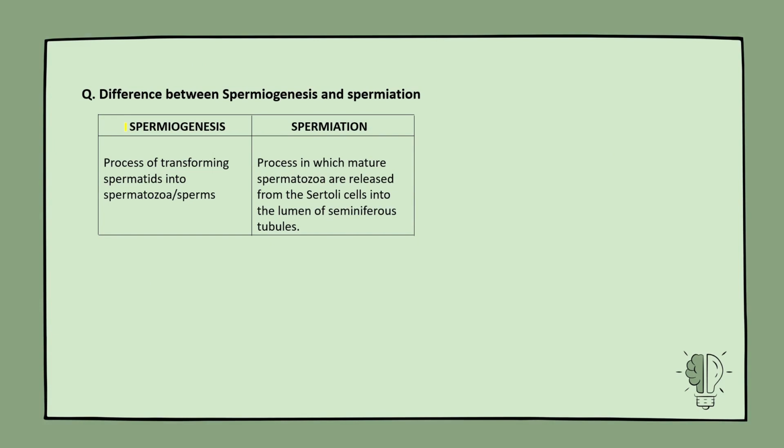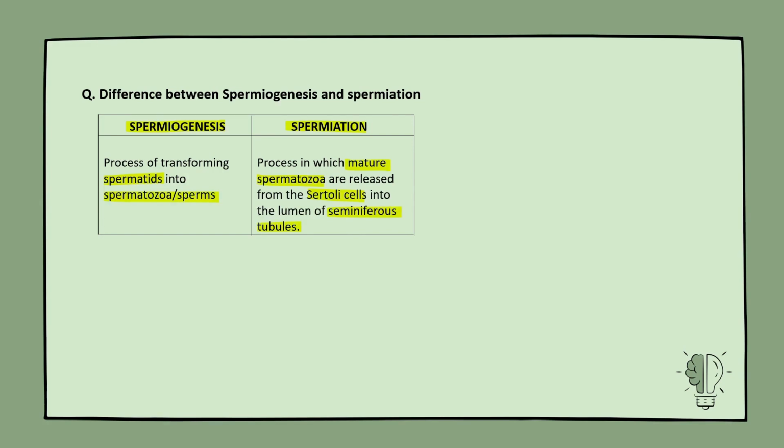Now we'll discuss a frequently asked question from this topic, which is the difference between spermiogenesis and spermiation. Spermiogenesis is the process of transformation of spermatids into spermatozoa or sperms. While spermiation is the process in which mature spermatozoa are released from the Sertoli cells into the lumen of seminiferous tubules.